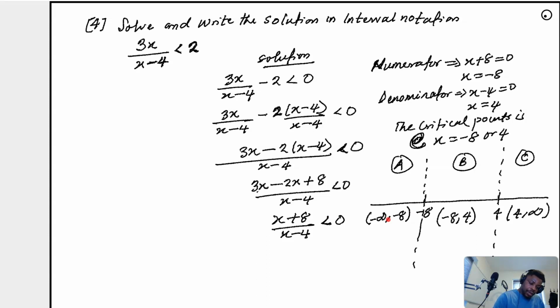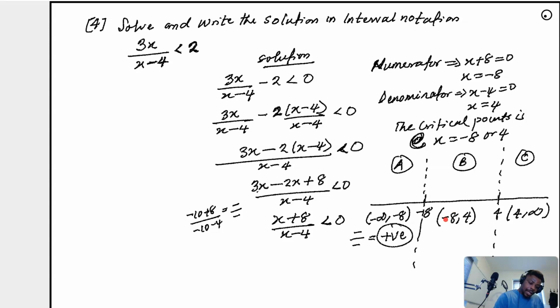If I choose a number between that, so minus 10, that is minus 10 plus 8 over minus 10 minus 4. Minus 10 plus 8 is negative, minus 10 minus 4 is also negative. So negative divided by negative, this is positive.